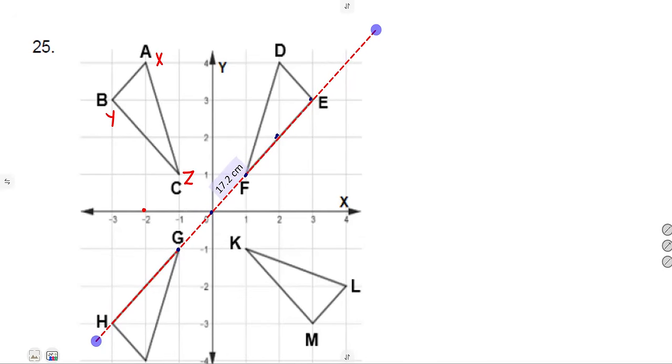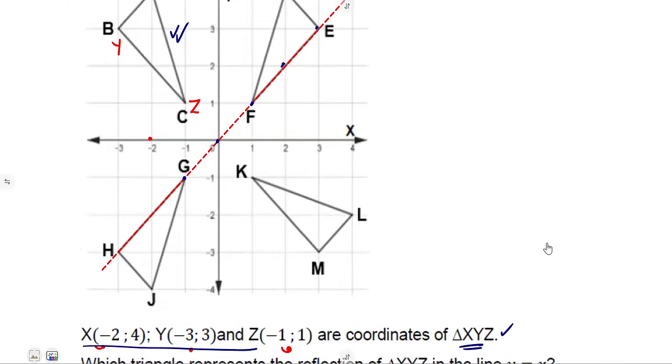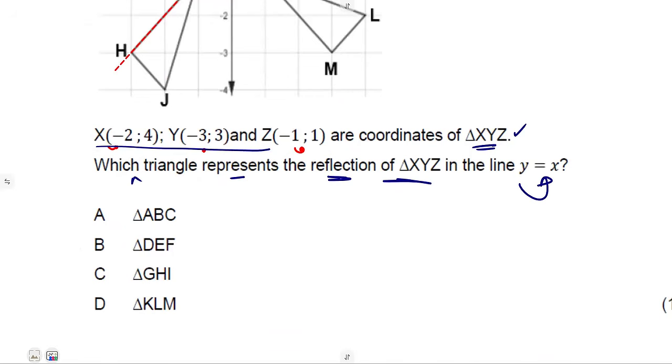So with this line, which is the image? By just looking at the object, remember our object is XYZ. ABC cannot be the image, guys. It is where our XYZ is. So you cannot say a reflection occurred. So triangle ABC is totally out.